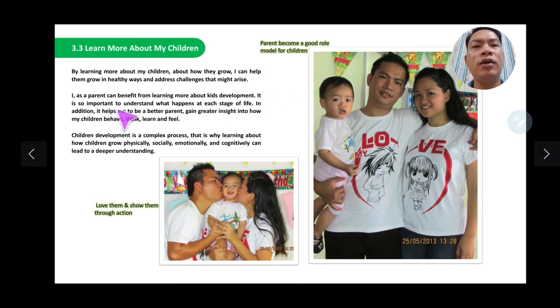It is so important to understand what happens at each stage of life. In addition, it helps me to be a better parent, gain greater insight into how my children behave, think, learn, and feel. Child development is a complex process. That is why learning about how children grow physically, socially, emotionally, and cognitively can lead to a deeper understanding.